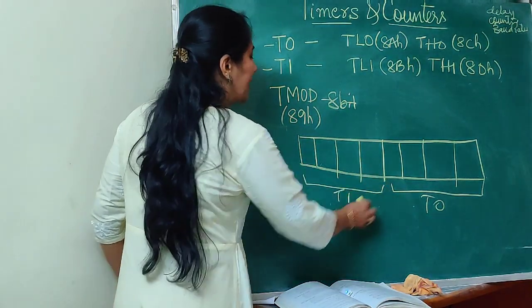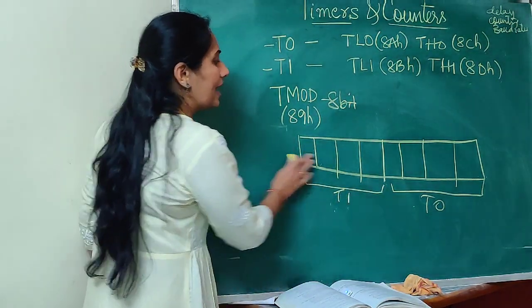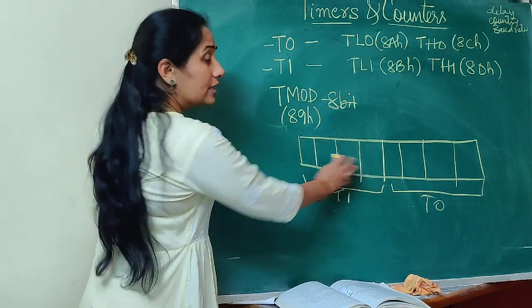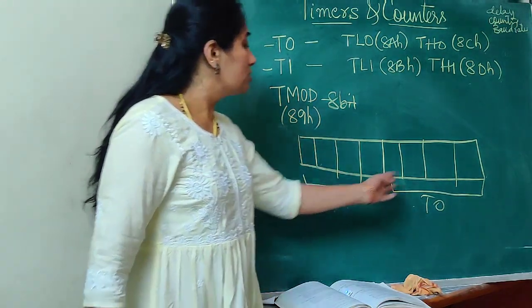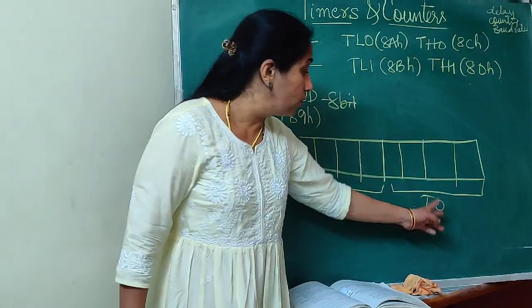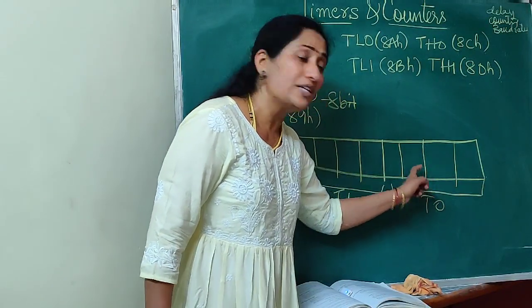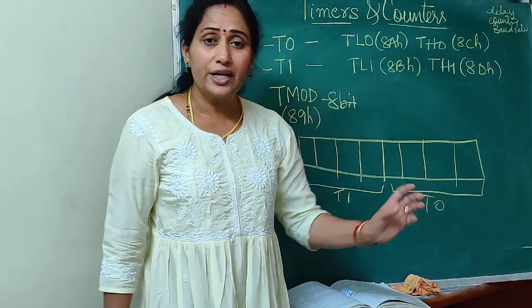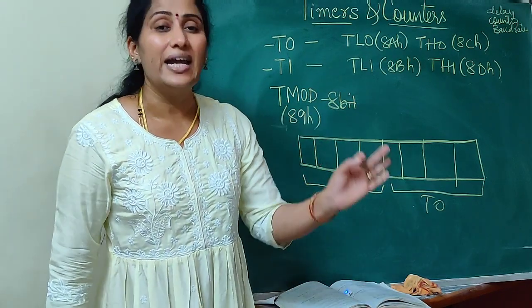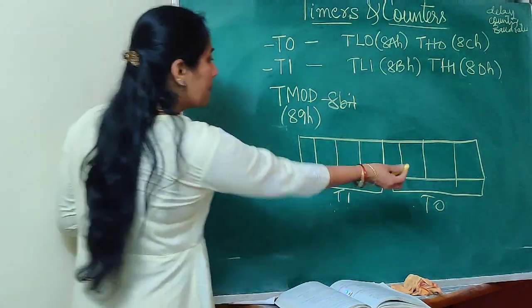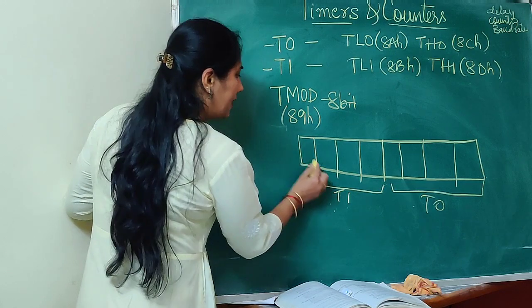So whenever I want to select any operation for timer 1, then I have to change the content of the higher nibble, and whenever I want to select any operation for timer 0, then I have to change the content of this particular lower nibble. Whatever you change, you have to load a byte in the TMOD register. Okay, fine. Now, let me write.